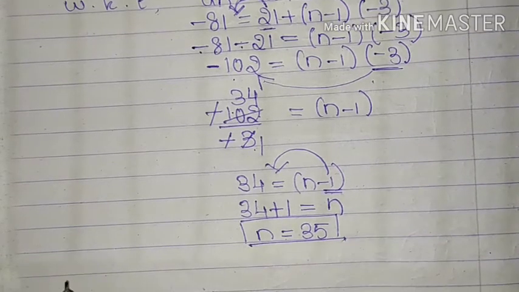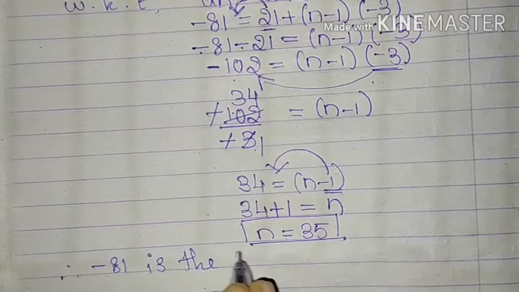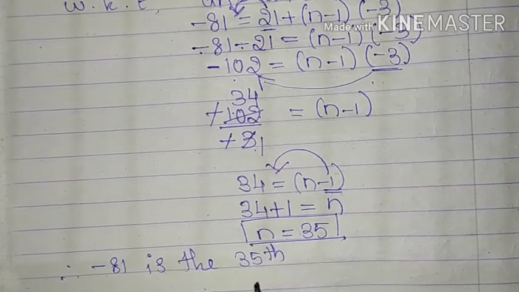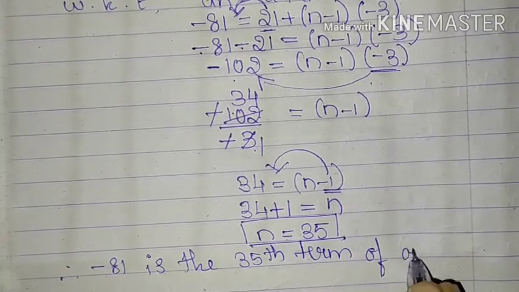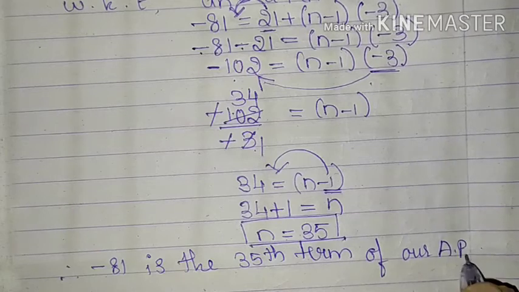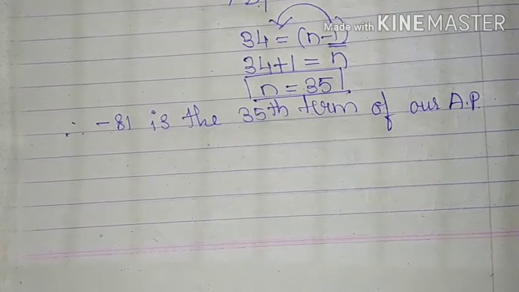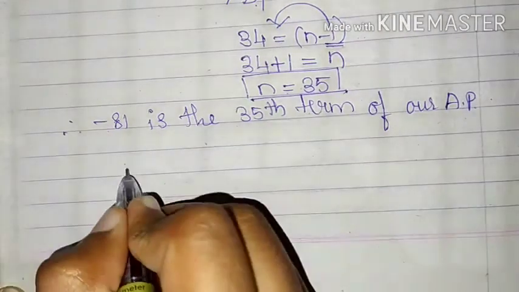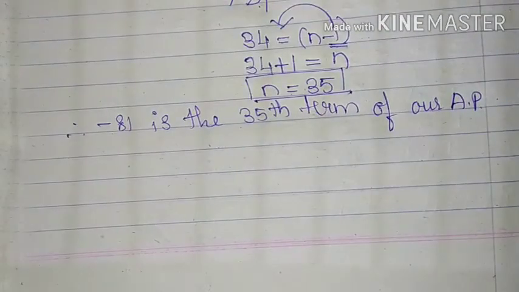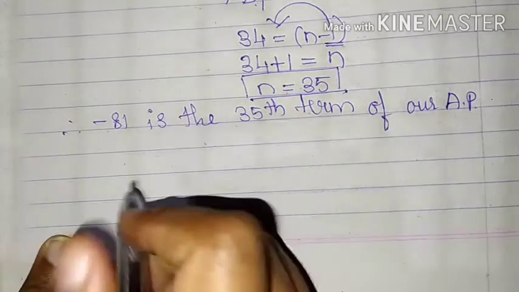Let us write it down. Therefore, minus 81 is the 35th term. They had asked us which term, right? It is the 35th term of our AP. Okay. Now, they have also asked us to verify if any of the terms of the AP is 0. Now, here they have given us AN is equal to 0. Once again, we have to determine which term of this AP will be 0. That is, we have to find out the value of N.